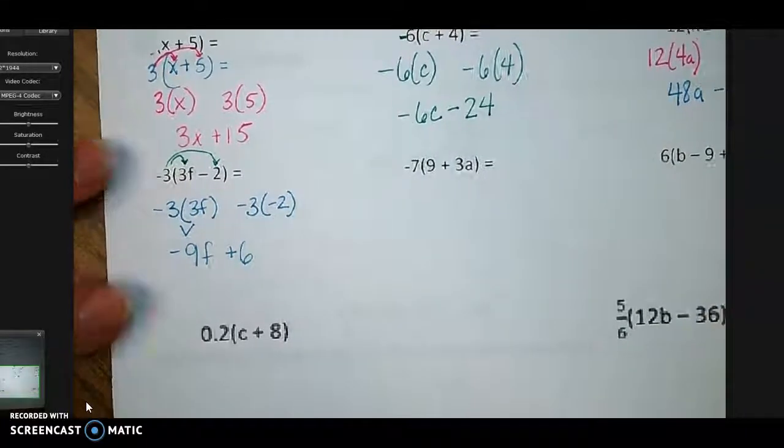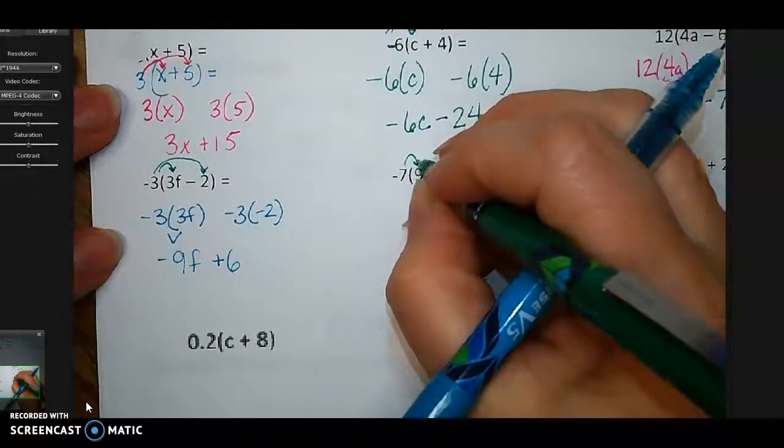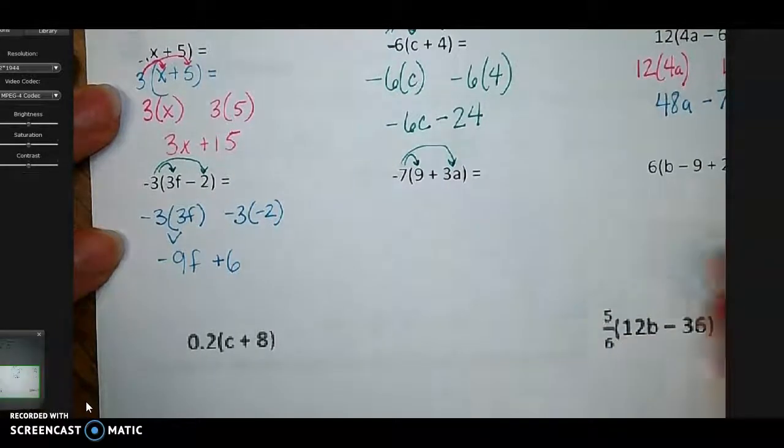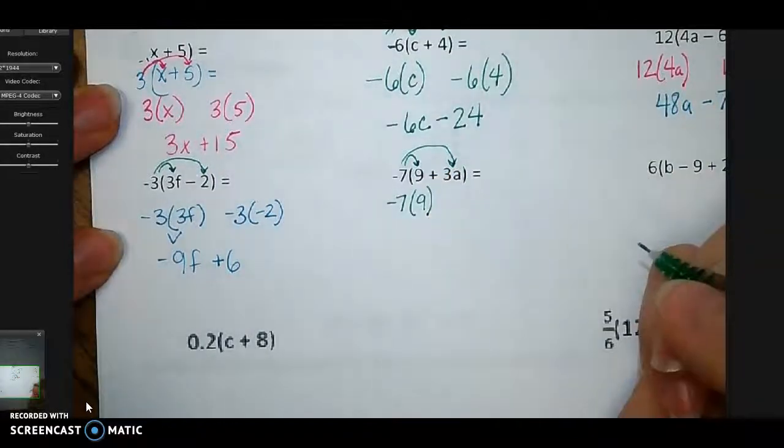Alrighty, so our next one, we are distributing a negative 7. And I would love it if you get to the point where you're like, I think I got this, pause this. Try out the rest of them, then turn it back on and check them. It's a very good way to see if you know what you're doing.